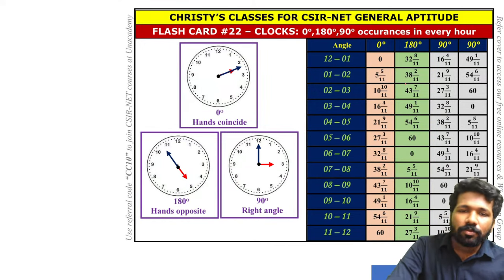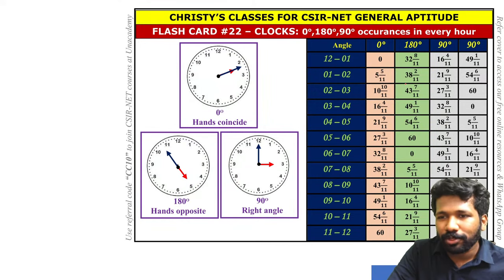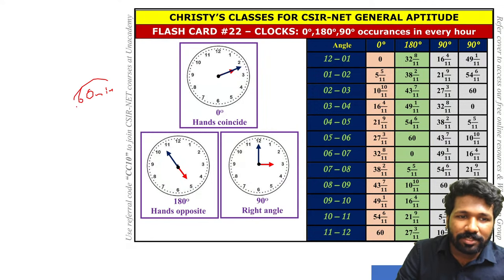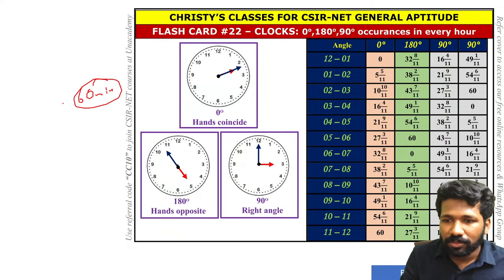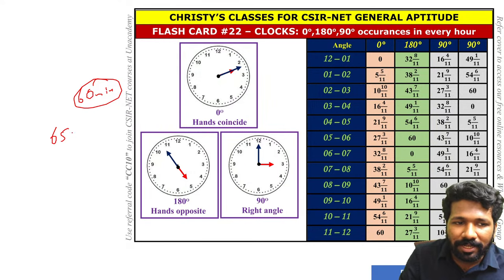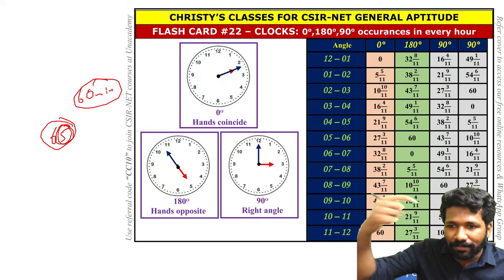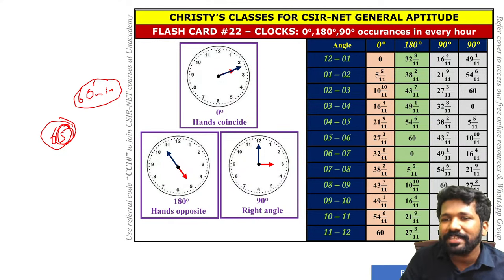So 24 hours, you may say that every hour it will happen once. No. It will happen once every hour only if it is 60 minutes, no? 60 minutes, 60 minutes, 60 minutes, 24 hours, 24 times. But it is 65 and 5 by 11 minutes, or approximately 65 minutes, which means 5 minutes extra every time. That will add up to reduce 1 instant.